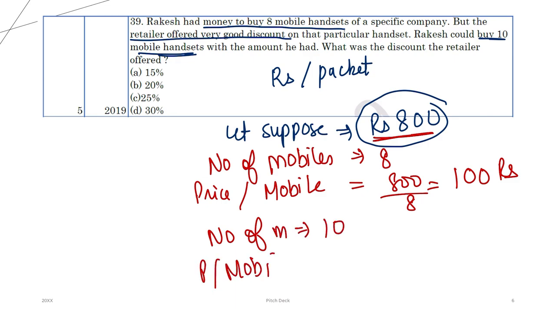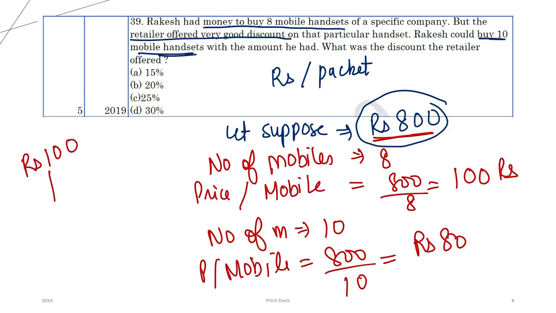For the same amount, I am getting 10. So for 80 rupees only now, I am getting the mobile phone. Earlier it was 100 rupees. Now I am getting the same mobile phone for just 80 rupees, right? How much discount is offered? They are giving me a discount of 20 rupees on what? 100, right? 20 rupees on 100. So 20 by 100 into 100 is 20% discount. I hope this is clear.